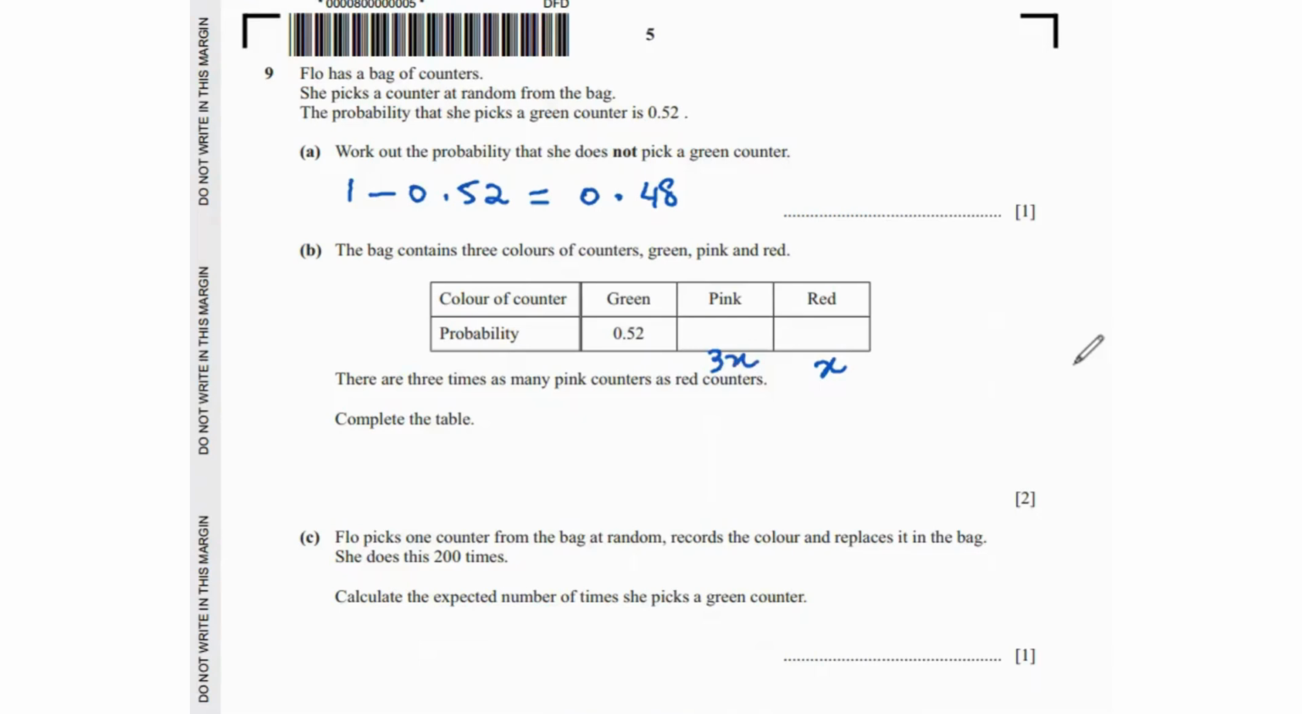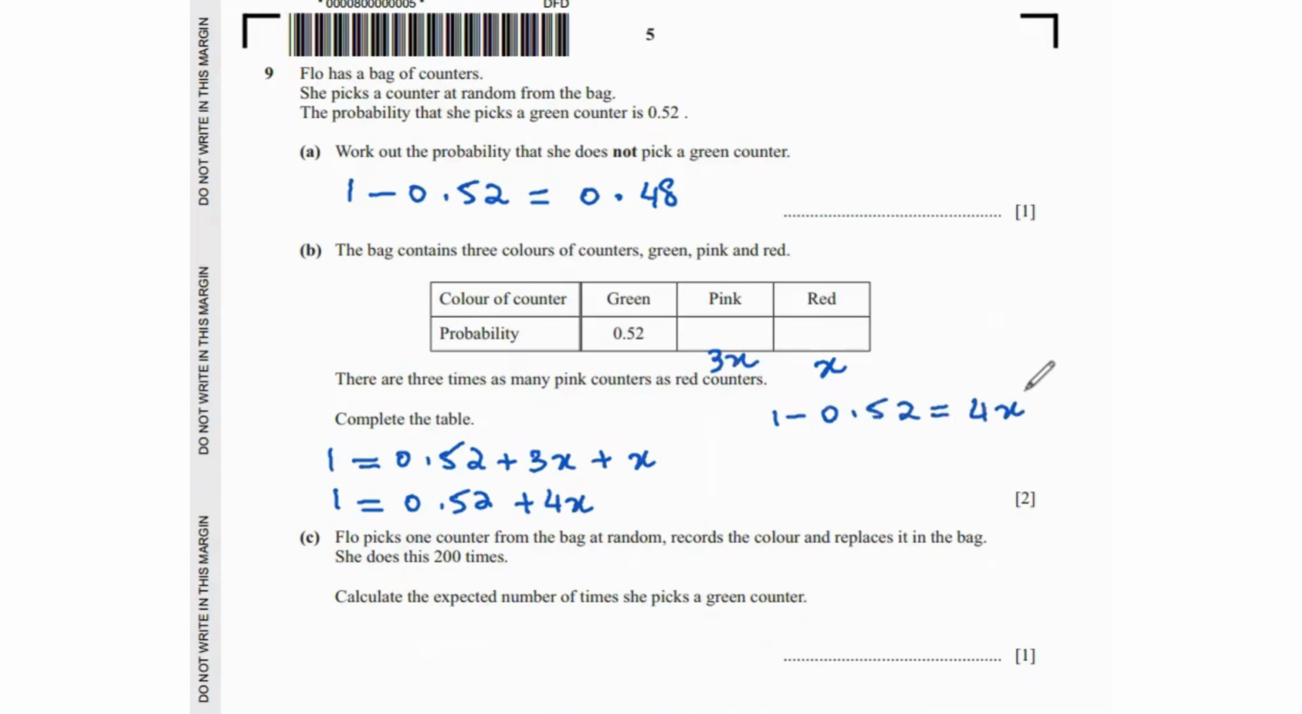Probability of getting a green counter becomes 0.52. Probability of getting a pink counter becomes 3x. And for red, it's x. So all of these added up equal 1. Using this equation, we can easily find the value of x. So 1 equals 0.52 plus 4x. 1 minus 0.52 equals 4x, which is 0.48, and then divide that by 4, which is 0.12. That's x. Probability of getting a red counter is 0.12, and for pink it's 0.36.